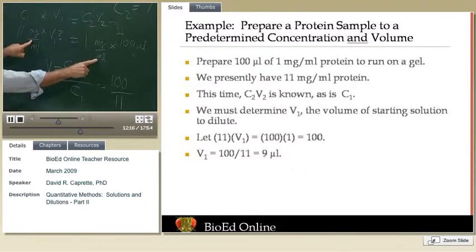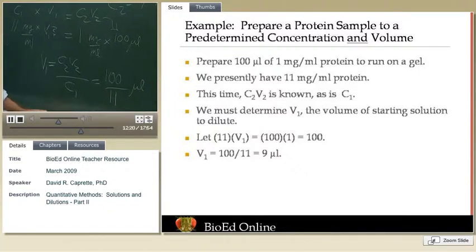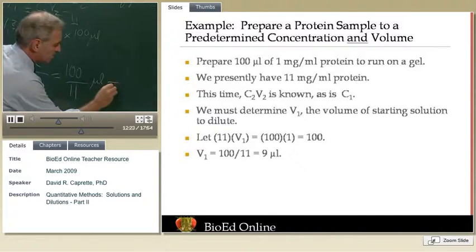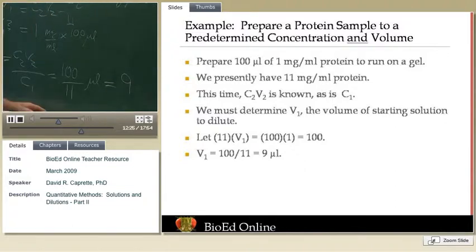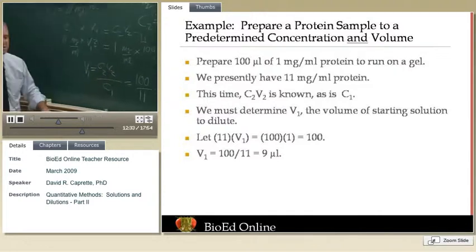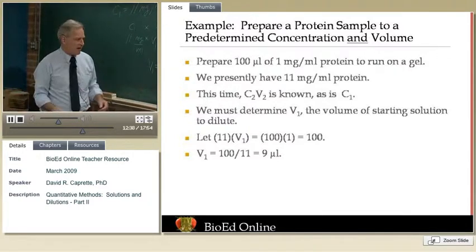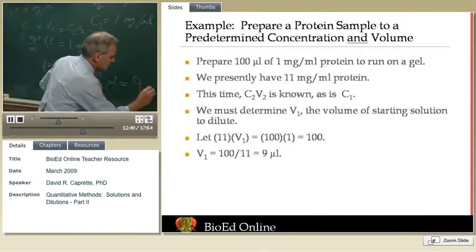Milligrams per milliliter cancels out, leaving us microliters. 100 divided by 11 is approximately 9. My pipettors don't measure with greater accuracy than 1 microliter anyway. This is just for a gel electrophoresis experiment, and all we need is a ballpark estimate. We could probably have gone with a simple 1 to 10 dilution, and that would have been fine. But 9 microliters is the answer.